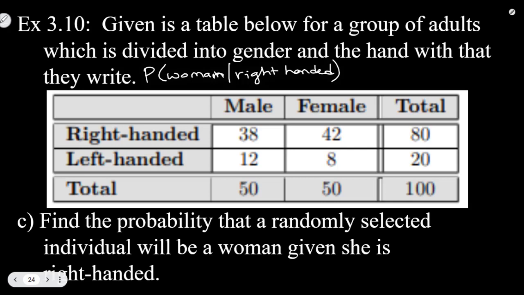And what this means is our total sample space has changed. We are only considering people who are right-handed. And now from that group, what are the chances of randomly selecting a female? Well, 42 is the number of females in that group out of the total of 80. So again, we could reduce this. That'd be 21 over 40. Or if you wanted to change it to a decimal, you could, just 21 divided by 40. But that would be our probability of selecting an individual who is a woman, given that that person is right-handed.